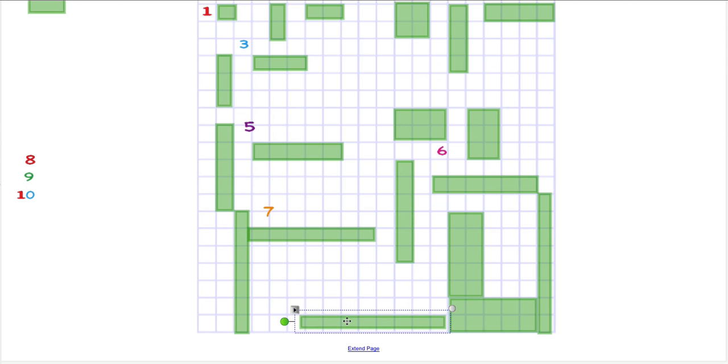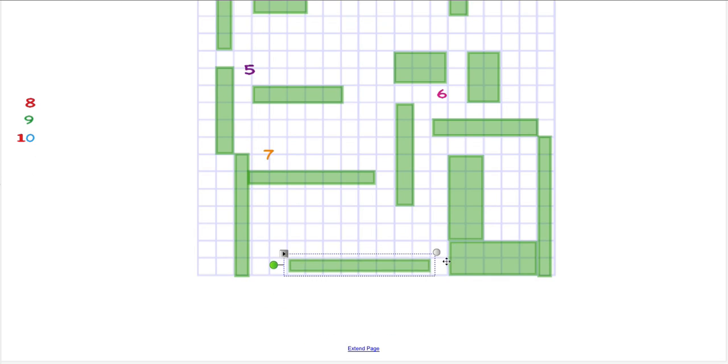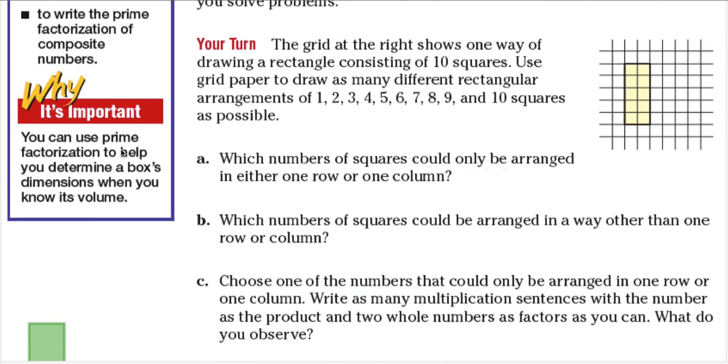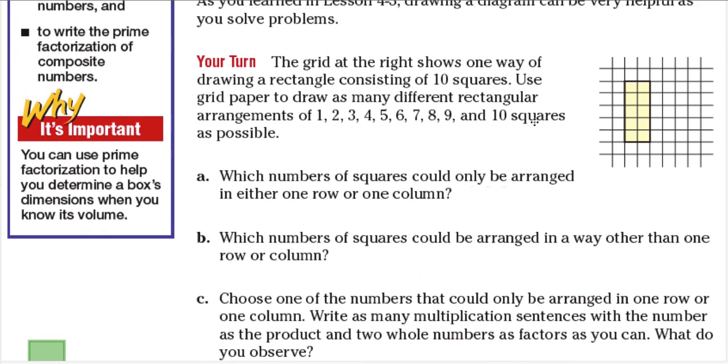Something like this. 8 squares. Okay. Right there. So you have 4 possible combinations. Okay. And you get the point. In number 9, you will have 3 possible combinations. And in number 10, there are 4 possible combinations. So this is your 10 right here.